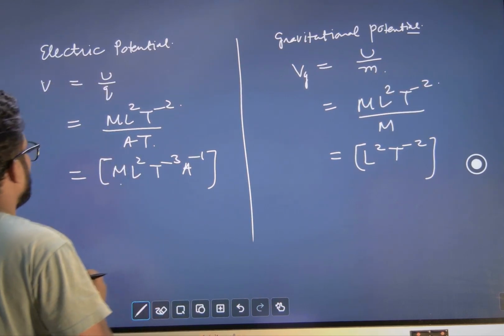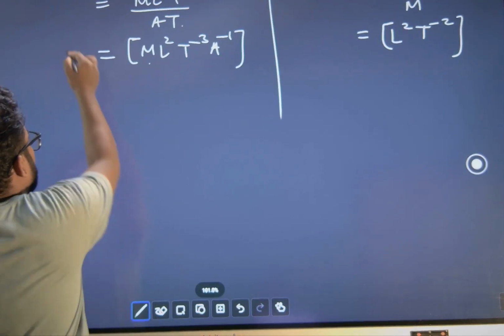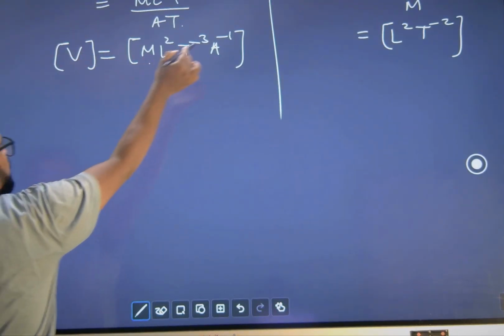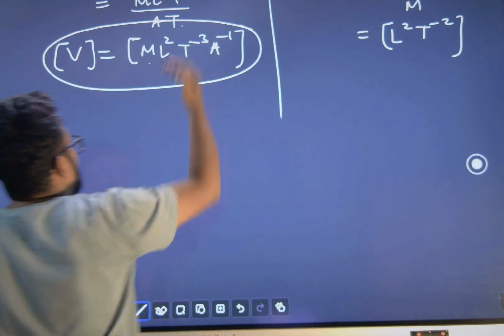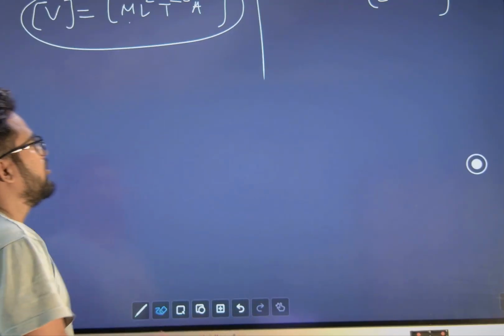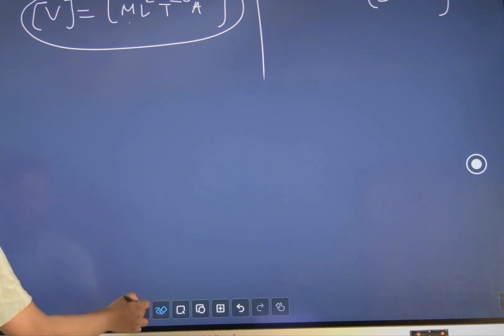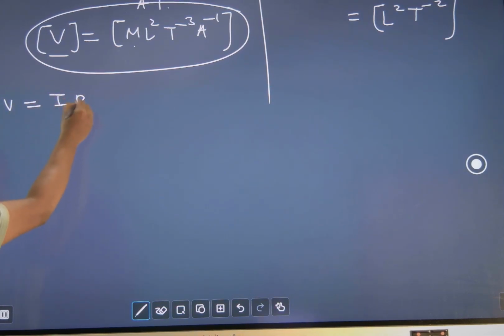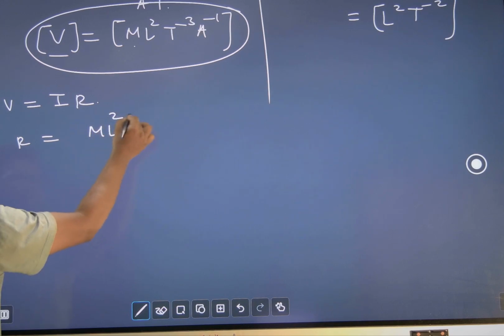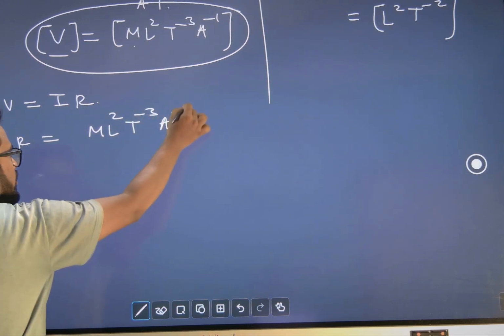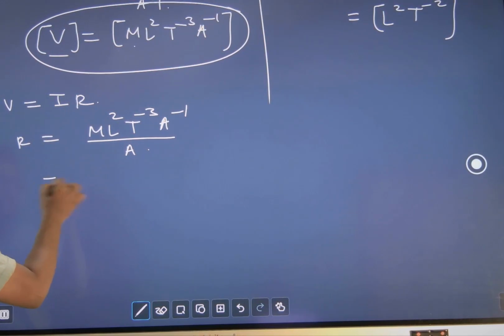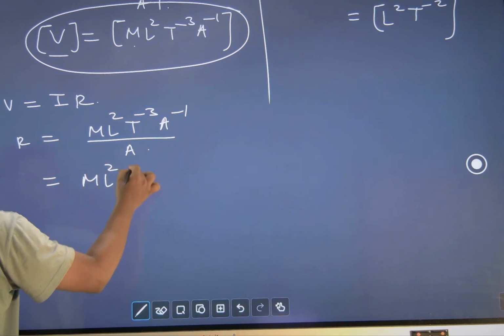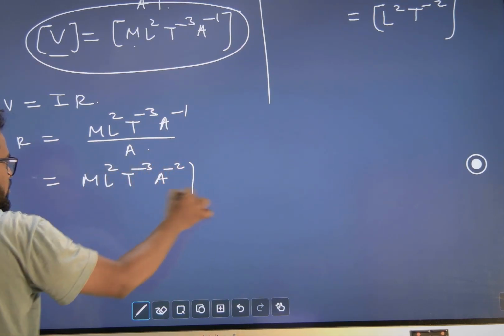Okay, now if we have got this electric potential, we can connect a lot of things from here. We have the dimensional formula of electric voltage. So we can connect V equals IR. So from there resistance would be V by I. So ML^2T^-3A^-1 upon I, which is A. So it would become ML^2T^-3A^-2.